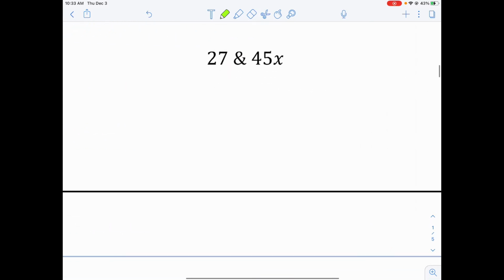Last one, 27 and 45. We are looking for the greatest common factor between the two terms. A lot of people get stumped on this one. Think about numbers that go into 27, and if you need to, you can list them.